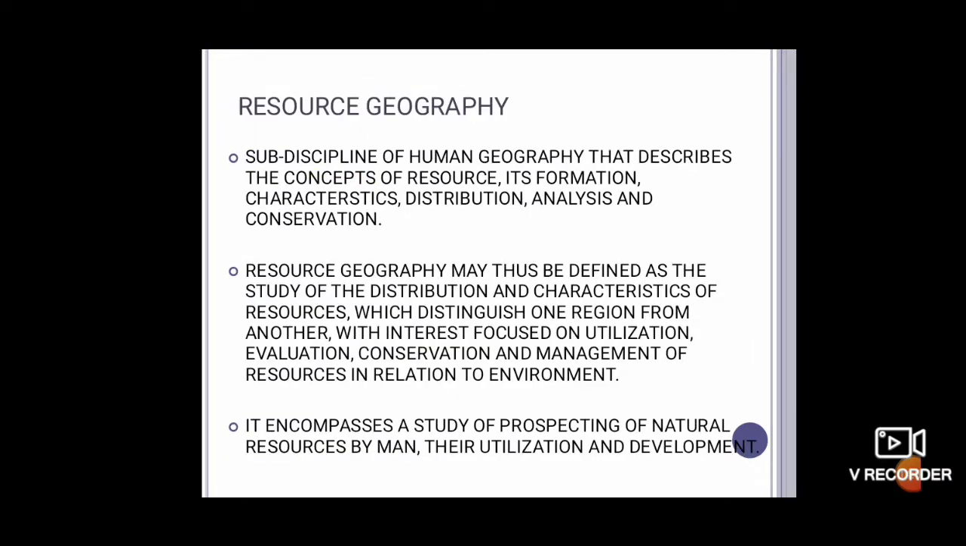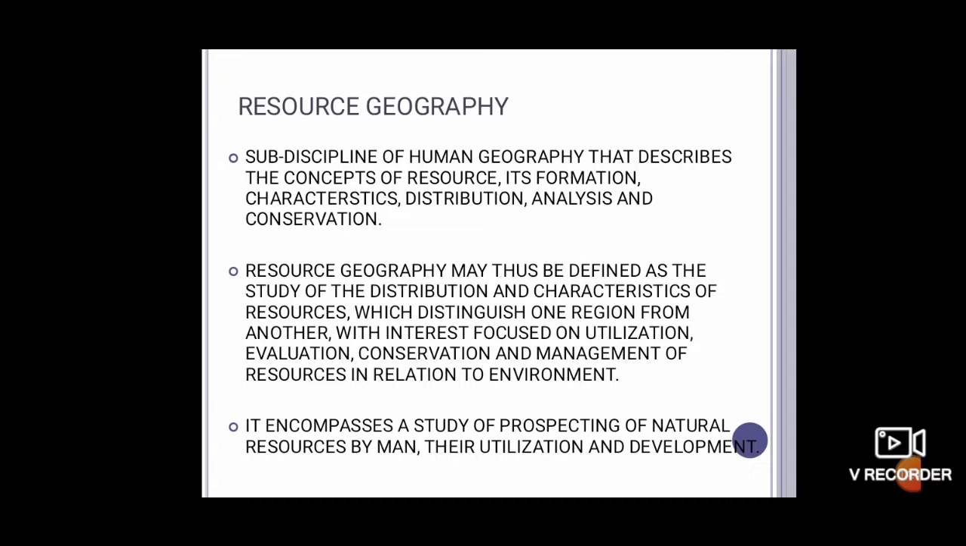What is resource geography? So here we are coming to our topic. Resource geography is a sub-discipline of human geography that describes the concept of resource, its formation, characteristics, distribution, analysis, and conservation. Earlier, this part of geography was a part of economic geography, but since we started feeling that we have to conserve these types of resources more and more, gradually the sub-discipline has been delineated from the discipline of economic geography.